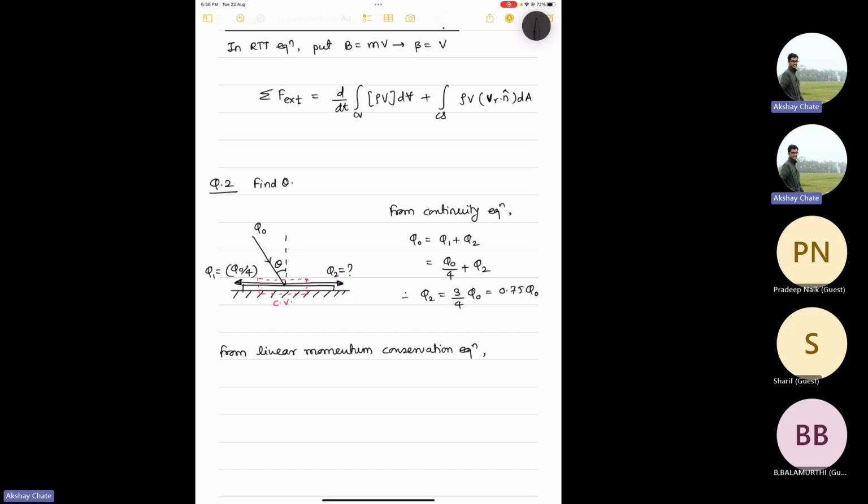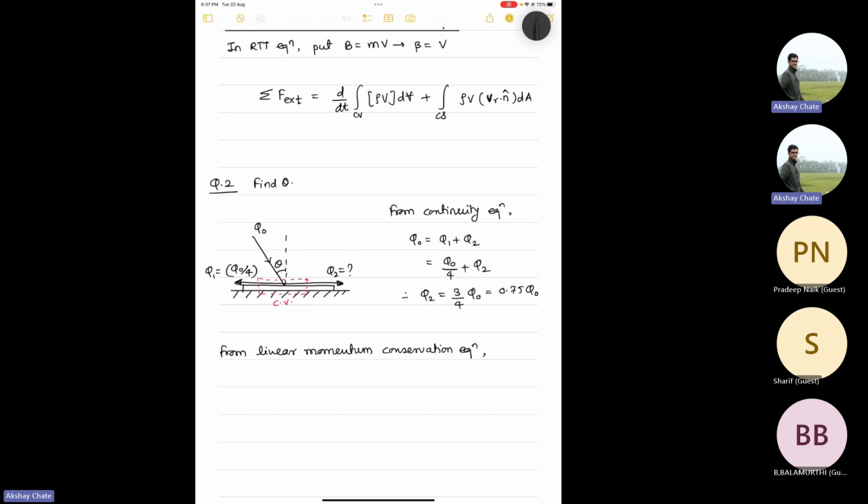Now what are the external forces acting on this system? That is the question, right? But before going into that, we know that momentum is a vector quantity, and here you cannot directly apply it because the forces are not in the same line. Their line of action is different. Q0 is at angle theta to the vertical and the other two are horizontal.